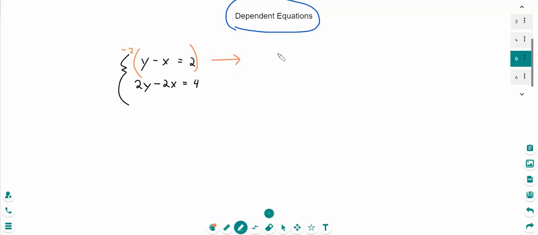So multiplying that through, we get -2y plus 2x, right? Because -2 times a -x is a +2x, equals a -4. And then below that, we have our other equation, which was 2y minus 2x equals 4. Okay, then we combine these, and we find that our y's are gone.